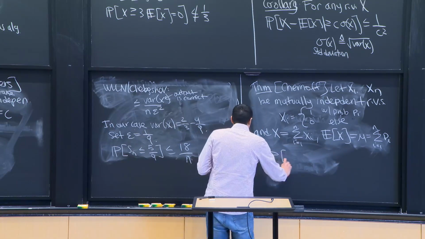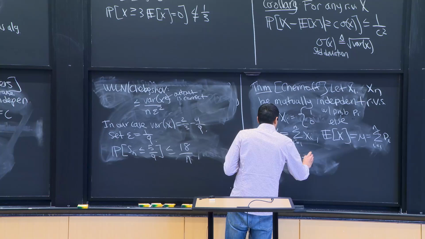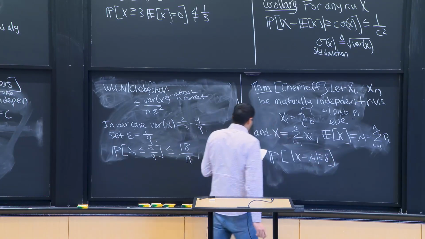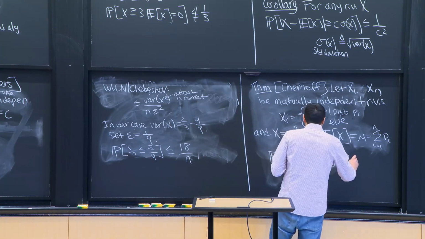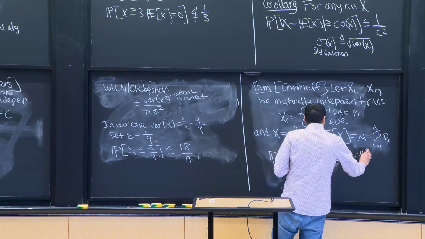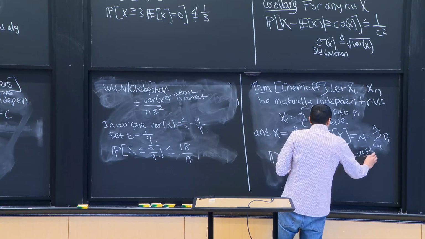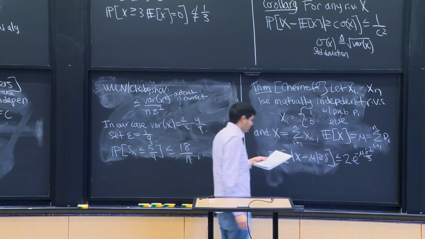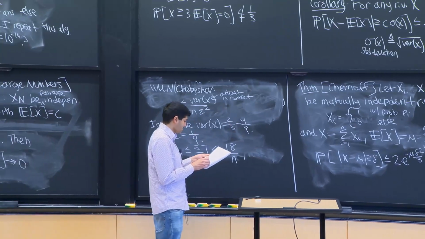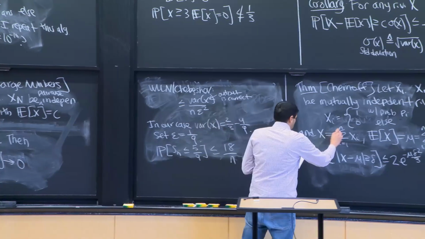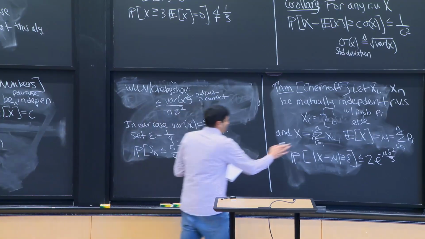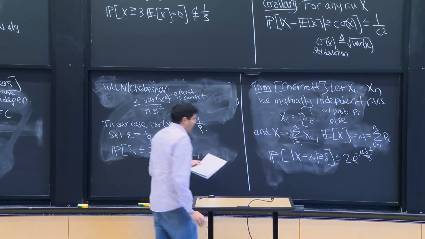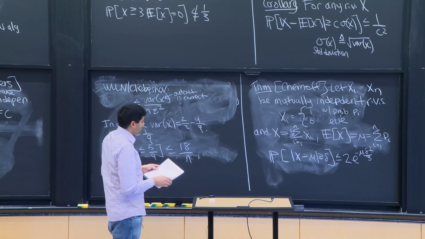So let me write down one form of the Chernoff bound. The probability that X is very far away from its average, mu, by some delta, is at most 2 times e to the minus mu delta squared over 3. So this is the conclusion for the Chernoff bound.